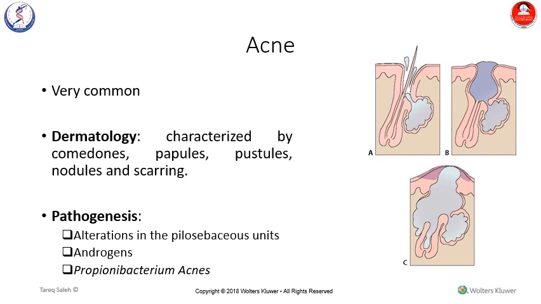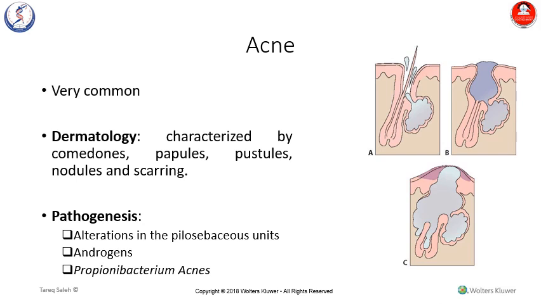Let's start by discussing the first disorder in this lecture, which is acne vulgaris. Acne vulgaris is a very common disorder that happens in both males and females between the ages of 12 and 24 years old, which is a period that coincides with the increased synthesis and secretion of androgens. Clinically, acne is characterized by the formation of comedones, papules, pustules, nodules that can even progress into complicating scarring of the skin that happens usually in the facial area.